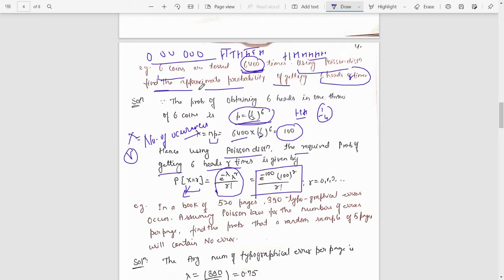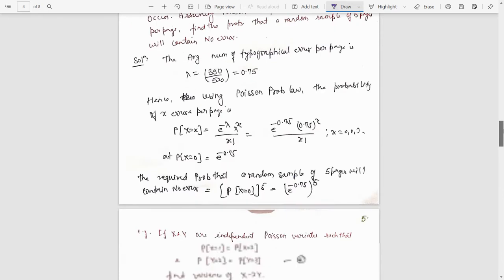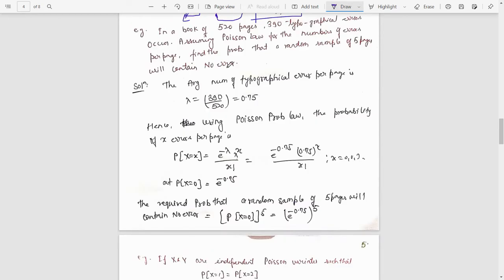Okay, so let's now move to some other, better examples of the Poisson distribution. Suppose a book contains 520 pages, and 390 typographical errors occur. It means that out of 520 pages, the total number of errors is 390, maybe some typos or something like that. Assume the Poisson law for the number of errors per page.